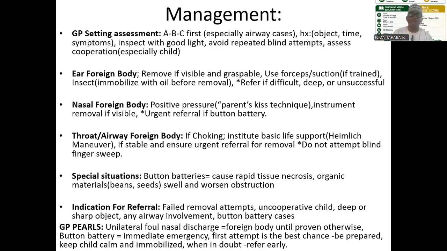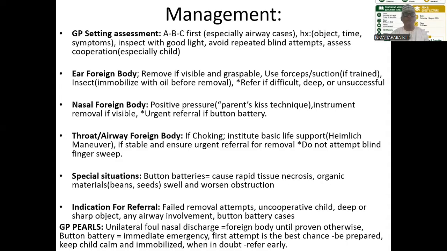But in the ear, if it is not a battery, I think it is not really an emergency. Though the patients may be anxious, it is not really an emergency. If it is not a battery or insect or vegetative foreign body, you can sleep over it and do it when you have the right thing. If you don't have it, you can refer. But if it is in the nose, if you can't do it, it is good to refer immediately.